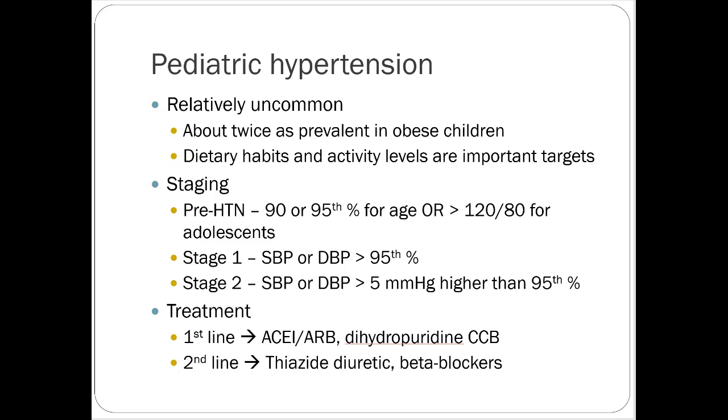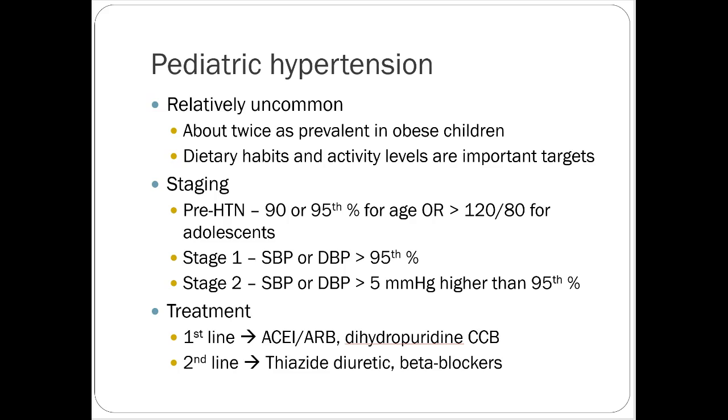Hypertension in kids is pretty uncommon, but it's going up due to the increased prevalence in obese children. So it's about twice as common in an obese child versus a non-obese child. And of course, just like adults, dietary habits like sodium intake and activity levels are important targets for kids. Staging, usually it's based on percentile of age group, or if you're into adolescents, it's the same kind of as adults, although it's a little bit more aggressive. So over 120 over 80 would be considered hypertension for an adolescent patient.